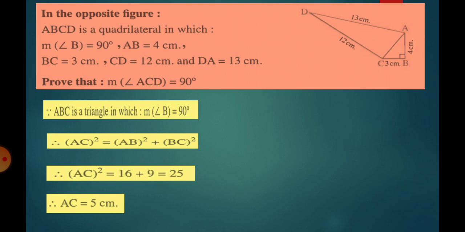Then the length of AC equals 5 centimeters. Before we prove that triangle ACD is right angled, we must know the three sides. Here we know the side AD and side DC, but we don't know the length of AC. So we can find the length of AC from the triangle ABC. ABC is already a right-angled triangle. AC is the hypotenuse in the triangle ABC. Then the length of AC power 2 equals AB power 2 plus BC power 2, 4 power 2 plus 3 power 2, then the length of AC equals 5 centimeters.